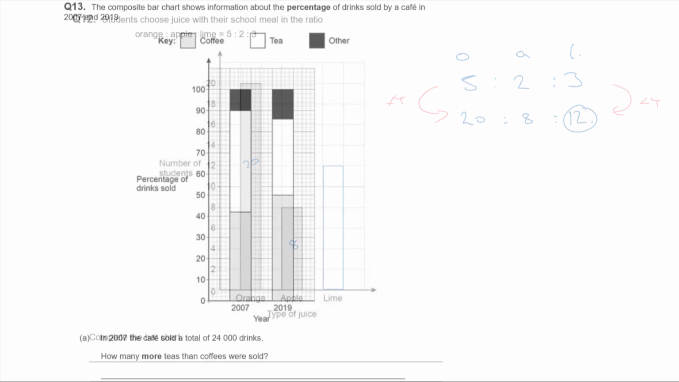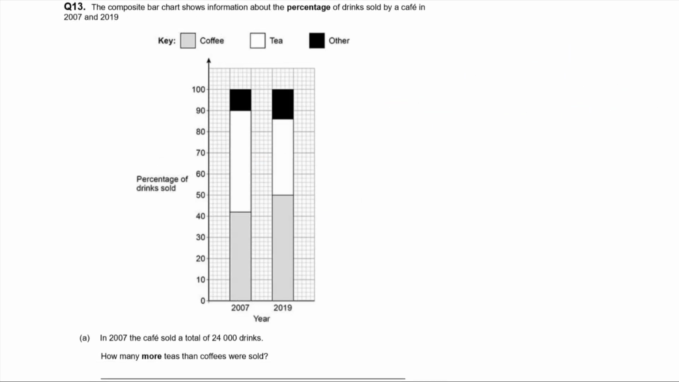Question 13, the composite bar chart shows information about the percentage of drinks sold by a cafe in 2007 and 2019. So this is a percentage, okay? So it's broken down as 100%. So the 2 bars in 2007 and 2019, they're drawn at the same height because they're represented as a percentage of the total sales, but they're not necessarily equal to each other in terms of the number of sales. They might have had more or less sales in 2019 compared to 2007. Okay, so just something to bear in mind with this chart.